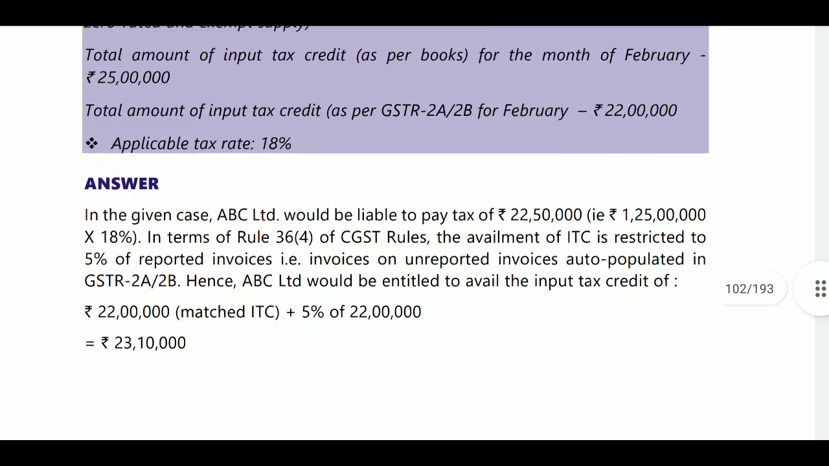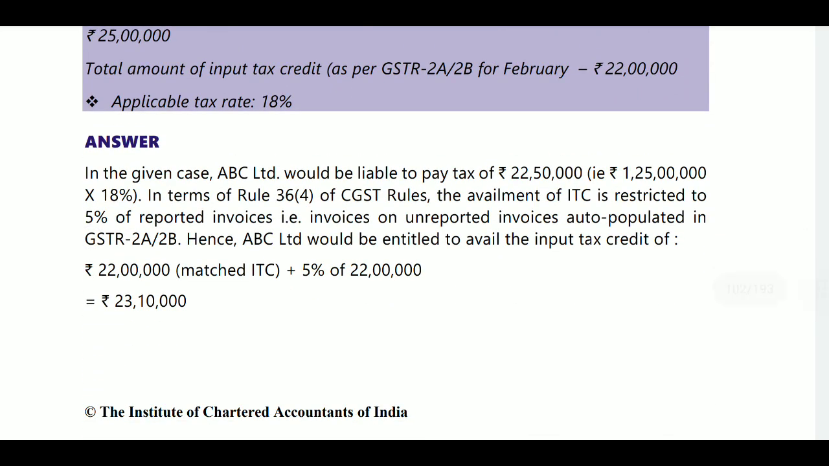So the answer will be seen that in the given case ABC Limited would be liable to pay tax of 22 lakhs 50,000, that is our turnover of 1.25 crores into 18%, that is 22 lakhs 50,000. So 22 lakhs 50,000 into 99%, whatever amount you can pay through credit ledger, and the remaining 1%, that is 22,500, must be paid through cash. Okay, 22,500 will be paid through cash only.